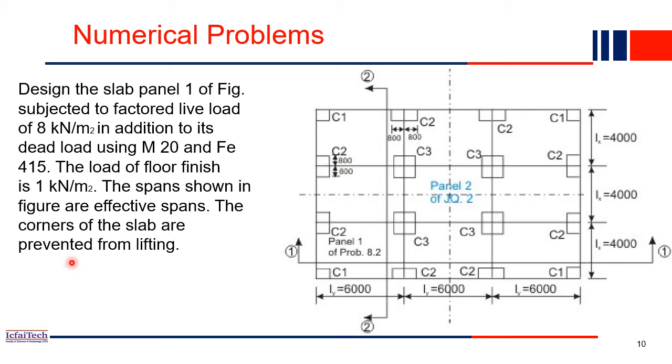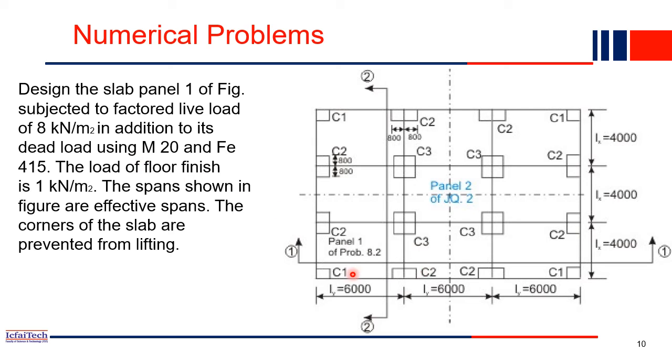The corners of the slab are prevented from lifting. That means the corners of the slab, so this corner, this corner, this corner, are prevented from lifting. Means this is a restrained slab. It is clearly mentioned in the question that this slab is a restrained slab. Means all four corners are not going to go up after you apply the load. So this is a typical example where in real life, in any structure, you will find this type of restrained slabs only. So we have to design the panels where the loads are applied, and M20 and Fe415 grade of steel we have to use. So that is our problem.